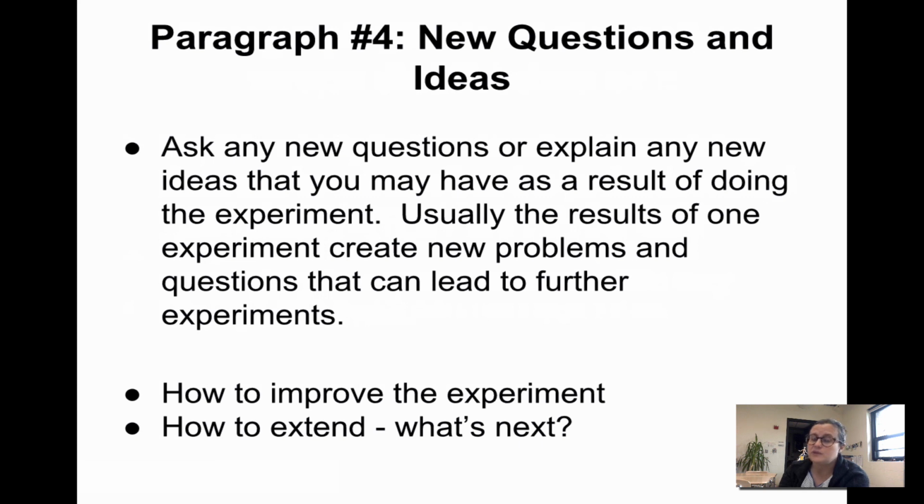You're going to also, in paragraph 4, want to talk about how you could improve the design of this experiment. This isn't like being more careful or doing your calculations better. This is what should have been done differently in the procedure. And then also, if you're going to extend this experiment, what's next? What would be the next step in collecting more data to answer your question? And that's it.